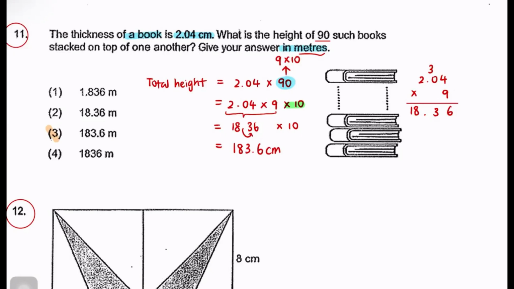Faith, I think you jumped the gun. You got 183.6, then immediately you chose option 3. But it's not correct, because this actually is in cm. Right now, it's still in cm. Oh, you jumped the gun, right? Okay.